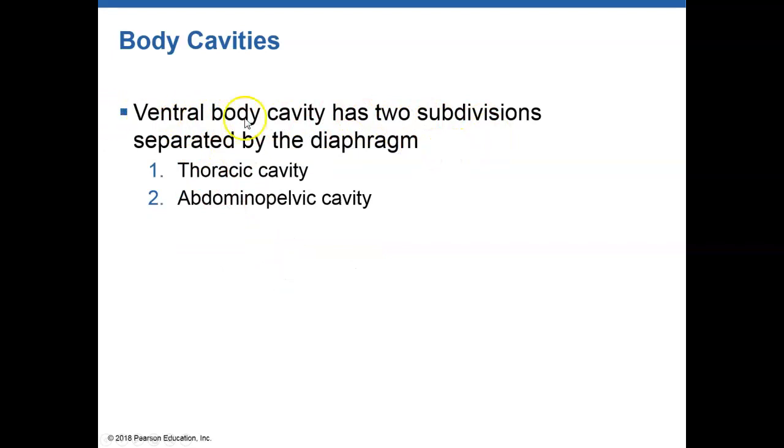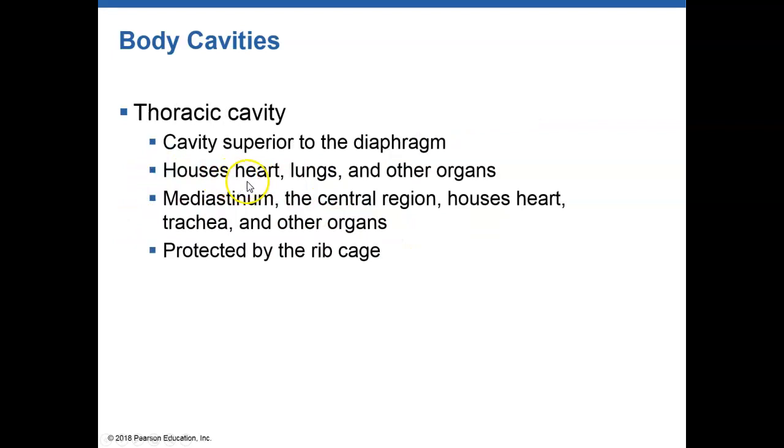Then we have the ventral cavity, which has the thoracic and then the abdominal pelvic cavity, which you just saw. The thoracic cavity is superior to the diaphragm. The diaphragm actually separates the thoracic and the abdominal pelvic cavity. The thoracic cavity houses our lungs, our heart, and some other structures like our esophagus and trachea. And they are protected by the rib cage, which protects all of those soft organs.